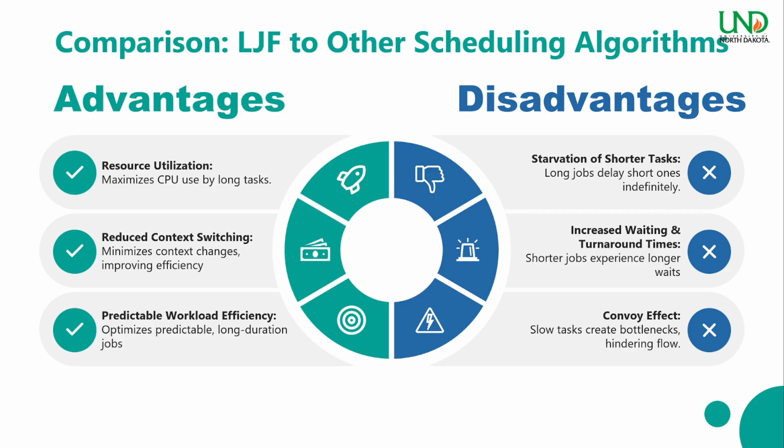Lastly, LJF is prone to the convoy effect. When slow, long-duration tasks occupy the system, it creates a bottleneck that blocks other processes, hindering overall system flow. As we can see, while LJF has clear strengths in efficiency and resource utilization, its limitations can pose challenges in systems requiring balanced task handling and responsiveness.